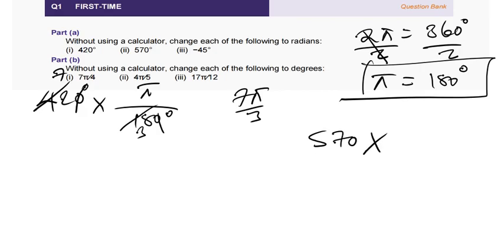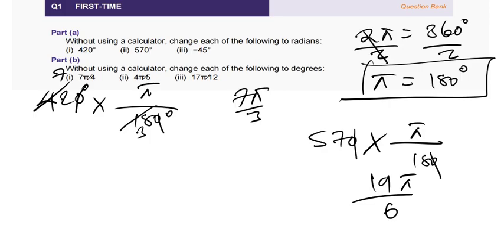Now what if we want to convert 570? So it will be times pi divided by 180. These will cancel. The number that can go into 18 and 57, I think 3. So 57 divided by 3 is 19. So 19 pi divided by 6. So this is the answer.